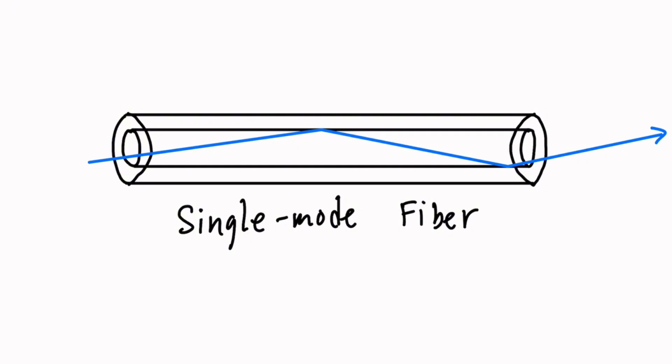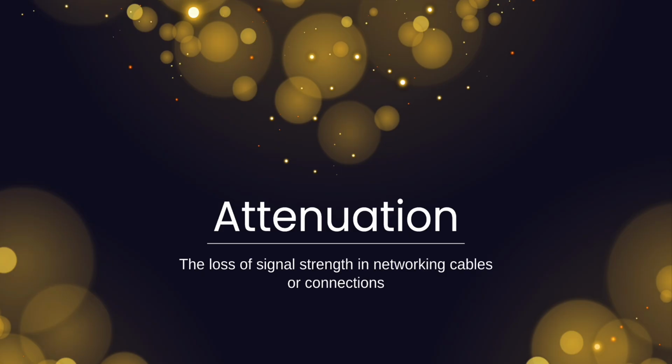There are other issues that arise with optical fibers, because although we can achieve total internal reflection, imperfections in the materials used allow some light to escape out of the core and disperse or get absorbed by the material through heat, and over long distances, the signal strength will start to decay. This is called signal attenuation, and is defined as the loss of signal strength in networking cables or connections.